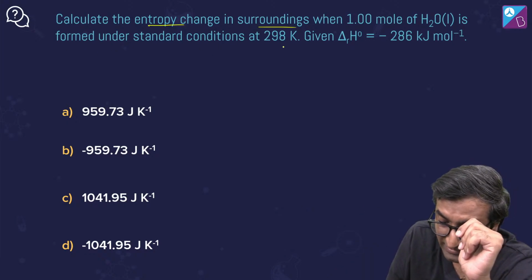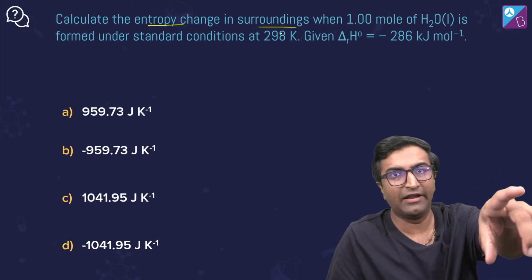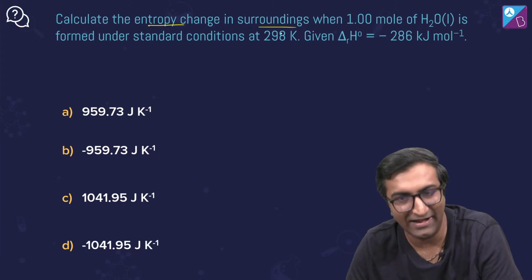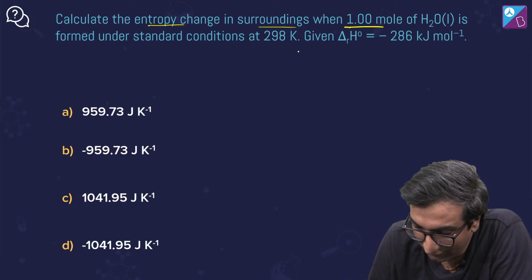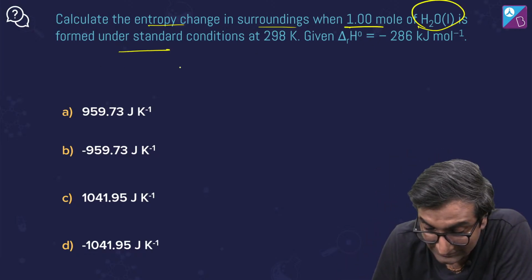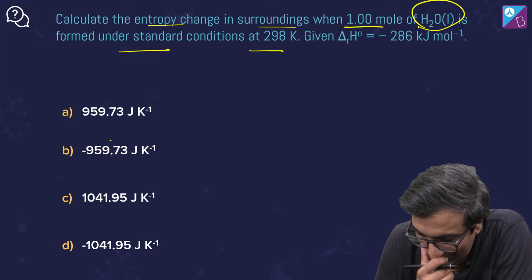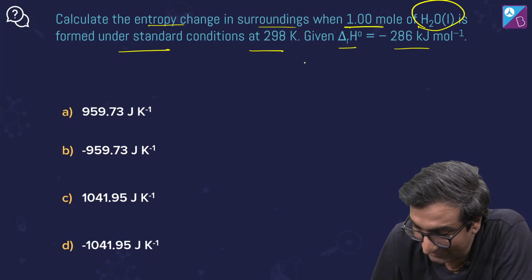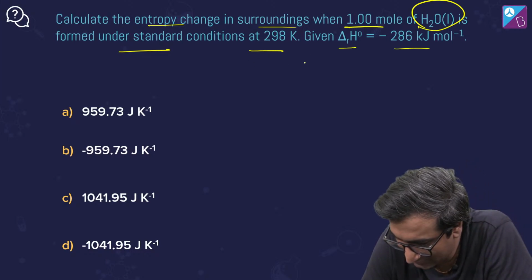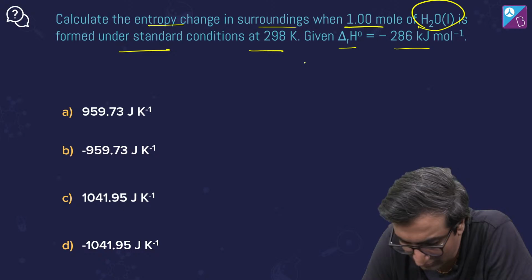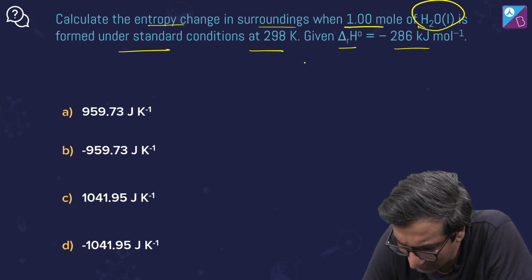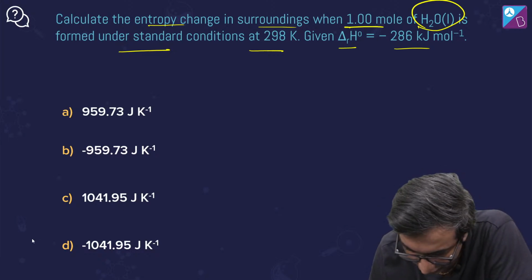Calculate the entropy change in surroundings. Wow, wait a minute. Entropy change in surrounding, that excites me. When 1 mole of water is formed under standard conditions at 298 Kelvin, जब delta H reaction दिया हुआ है. What? How do we do this? Entropy, delta H. Have I taught you this already?